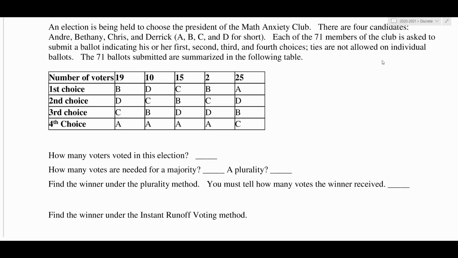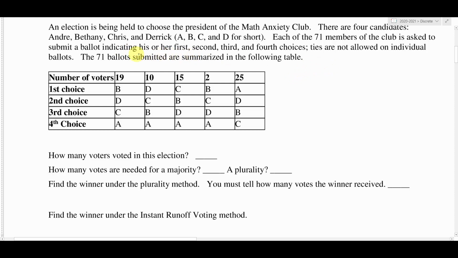All right, so let's start off with the first problem here. We have an election that's being held to choose the president of Math Anxiety Club. All right, so there are 4 candidates: Andre, Bethany, Chris, and Derek, A, B, C, and D for short. And it tells us right off the bat there are 71 members of this club. So it actually saved me a little bit of work here, because when I look at the preference schedule, I know the total number of votes now based on what they said in the problem.